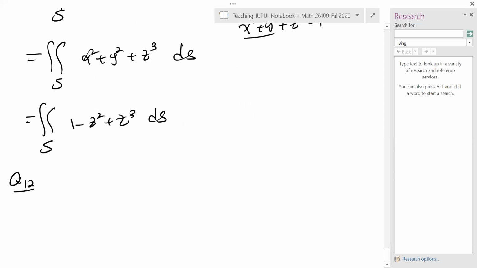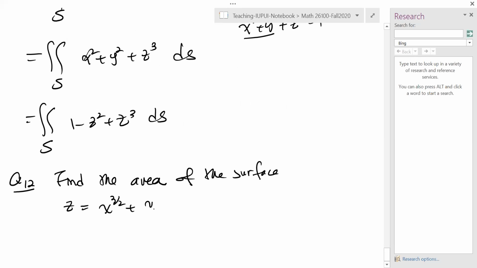Okay, so I stop here. Let's take a look at the next problem. Find the area of the surface. This surface is given by a pretty strange function.